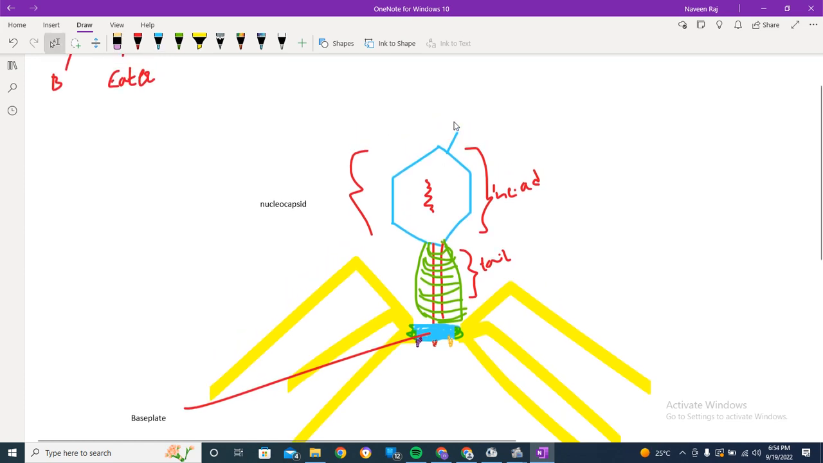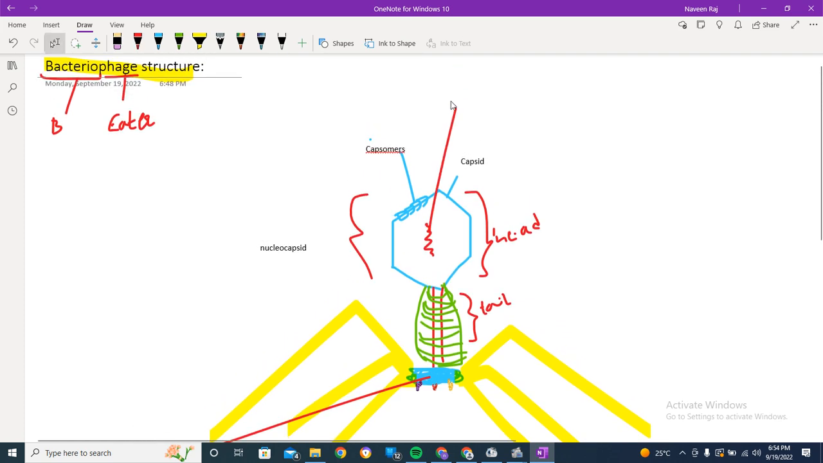If you go further into it, here is the capsid. This membrane is called the capsid, and as we discussed in the last video, it is made of subunits called capsomers. Let me discuss that again. These are capsomers, right? And this is the viral DNA, the viral genetic material.